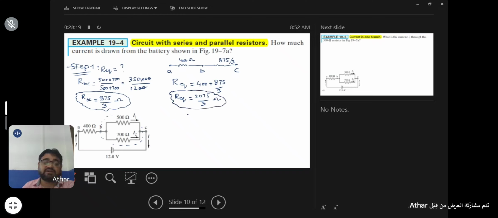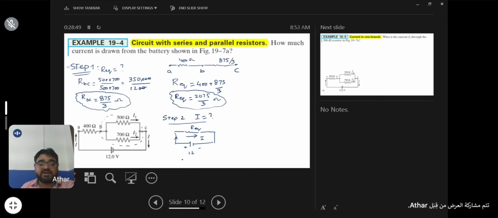When this is R equivalent, I need to find the total current. How will I find it? Step 2 is total current. If I need to find the total amount of current, what do I need to do? You need to check the circuit now. This is your circuit. In this one, you have a 12-volt battery, and this is the R equivalent. So total current I is passing through this. I is equal to V over R.